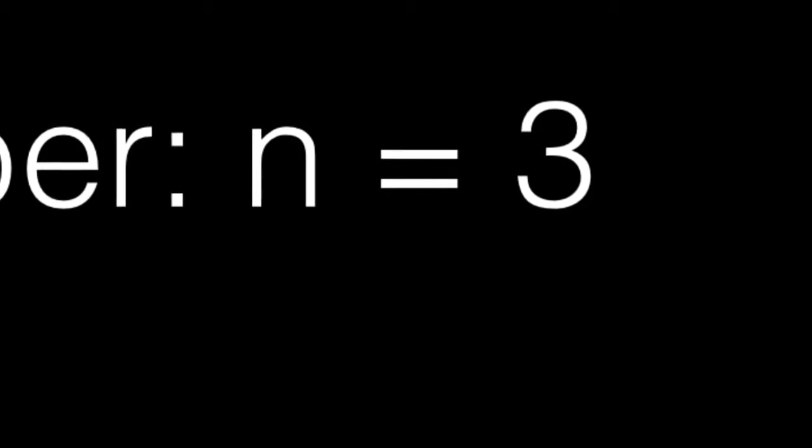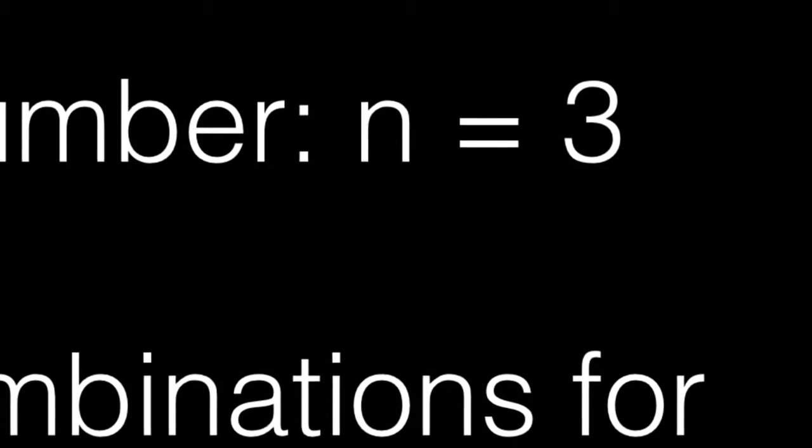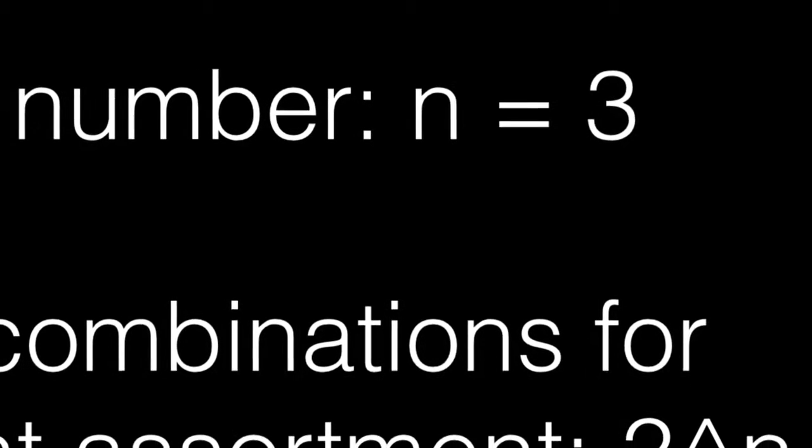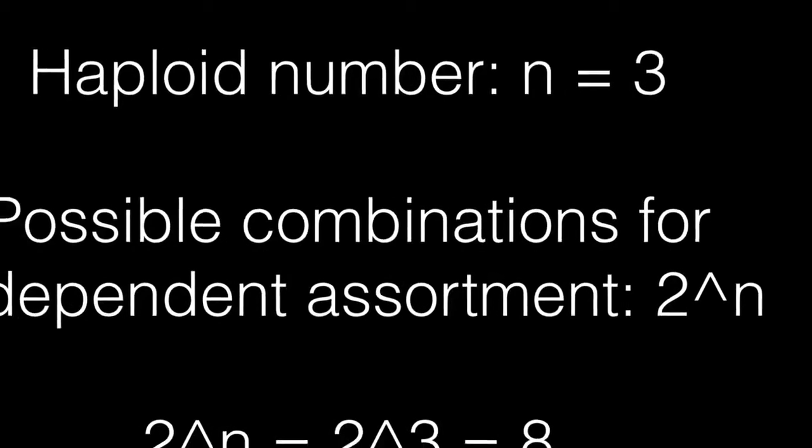For cells with a haploid number n, which in this case is 3, one would multiply 2 to the power of n to find the possible combinations for independent assortment. For this cell, the possible combinations are 2 to the power of 3, which is equal to 8.